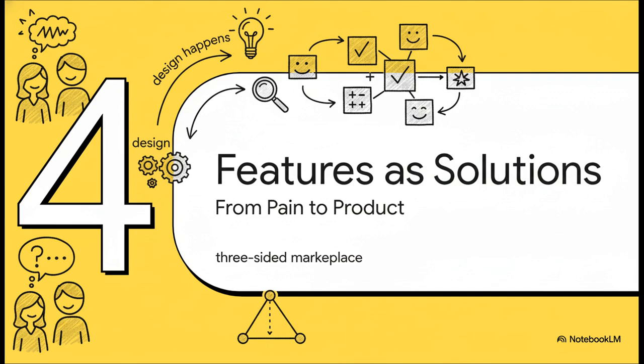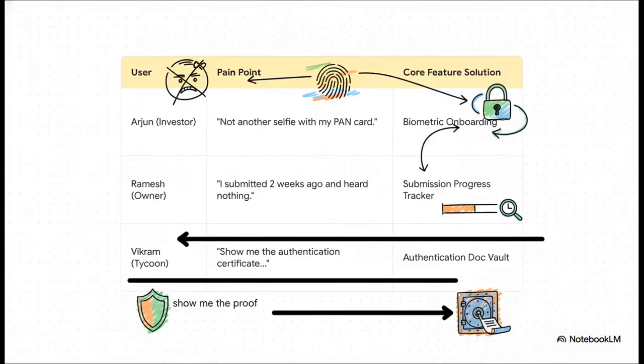Okay, so we've met the people, and we know what keeps them up at night. Now, this is where the real magic happens. In a really great design process, every single feature, every button, every screen exists for one reason and one reason only: to solve a specific pain point for a specific person. Let's see exactly how that plays out. This table just lays it all out so perfectly.